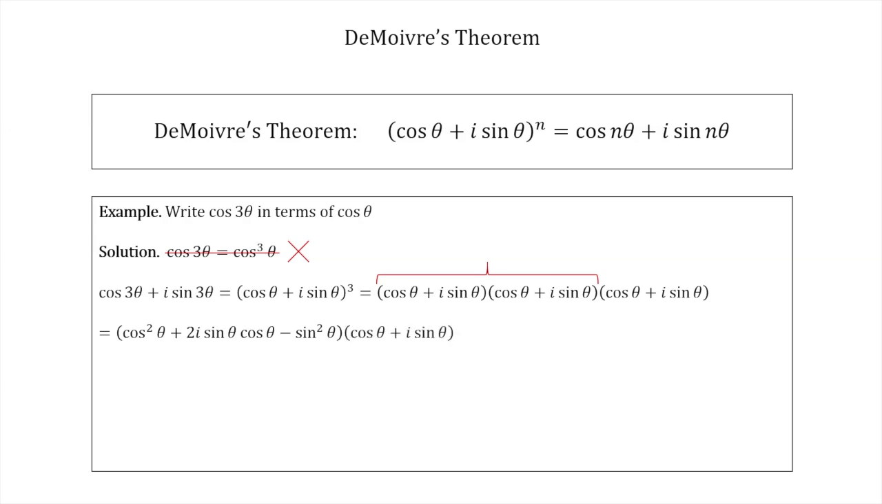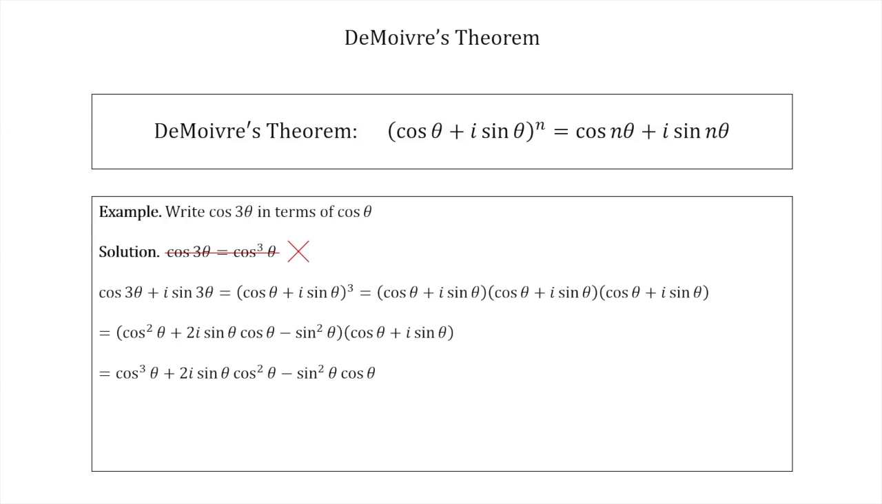And we need to times this by the bracket on the end. To do this, the easiest way, because there's only 2 terms in the second bracket, let's times each of them through the first bracket. So we'll times everything in the first bracket by cos theta, and times everything by i sine theta. First we get cos theta times cos squared theta. This gives us cos cubed theta. Then we get cos theta times 2i sine theta cos theta. So this is 2i sine theta cos squared theta. Then we get cos theta times minus sine squared theta. That's minus sine squared theta cos theta.